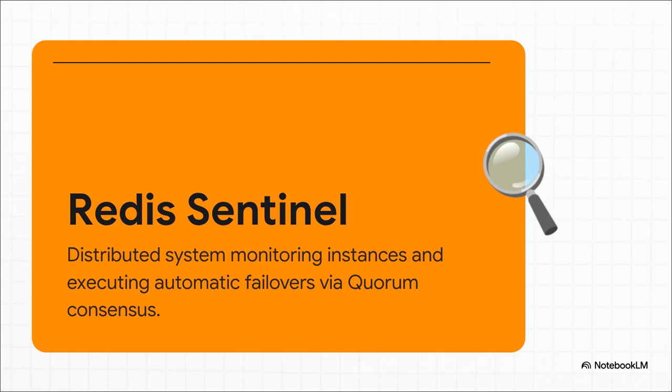Sentinel is basically a distributed system of watchdogs. They actively monitor your instances, manage the configurations, and execute automatic failovers. But to prevent Sentinel itself from becoming a single point of failure, these watchdogs actually have to agree with each other. They must reach what's called a quorum consensus before they can take any drastic action.